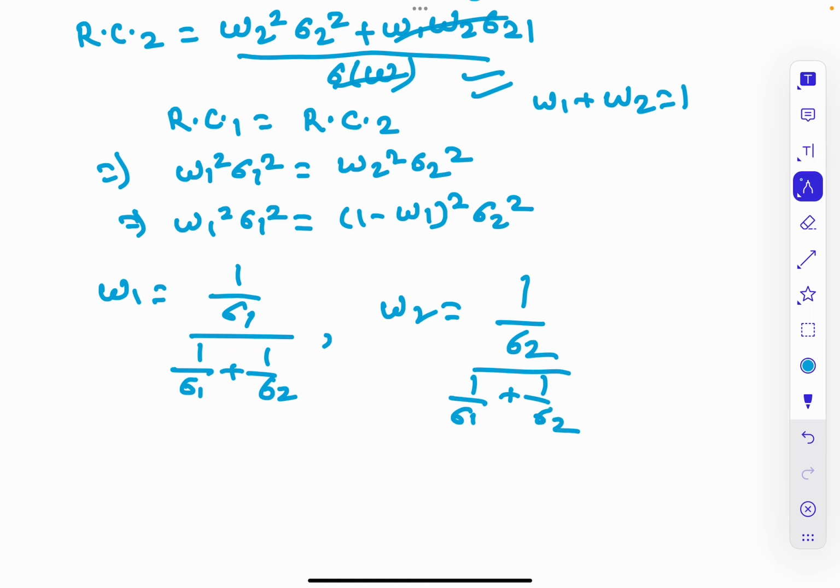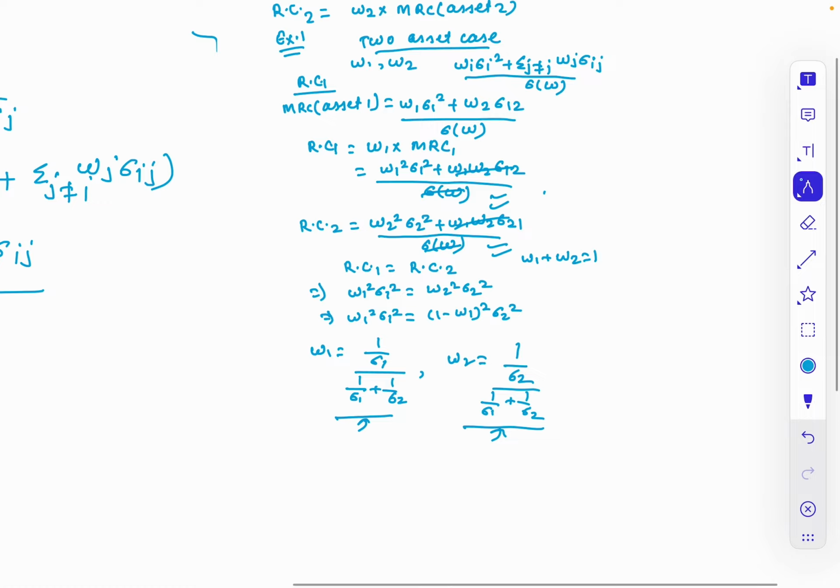Now, we have got the weights, and that is your answer. So basically if you assign this weight to asset 1 and this weight to asset 2, the risk contributed by asset 1 in the portfolio will be equal to the risk contributed by asset 2 in the portfolio, and then you get a risk parity portfolio. Got it? Now let's take one more example.